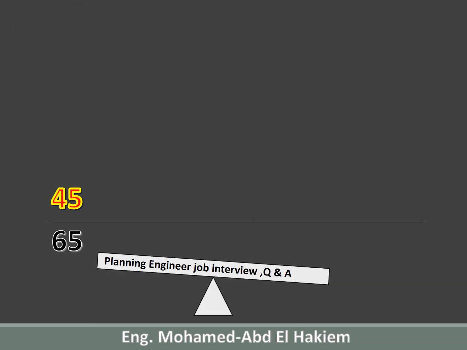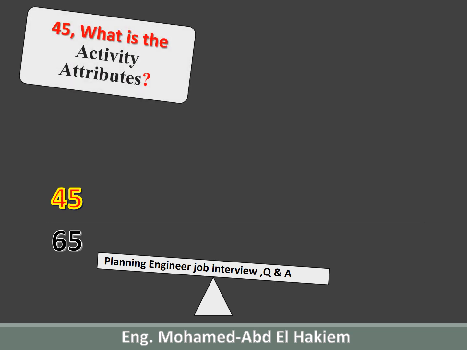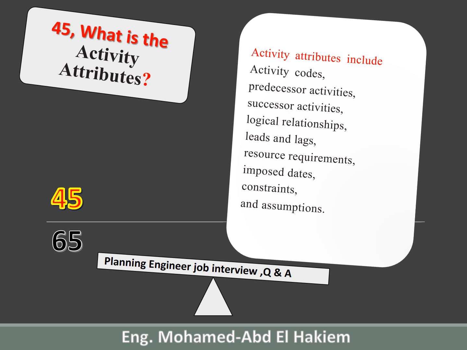45. What is the activity attributes? Activity attributes include activity codes, predecessor activities, successor activities, logical relationships, leads and lags, resource requirements, imposed dates, constraints, and assumptions.